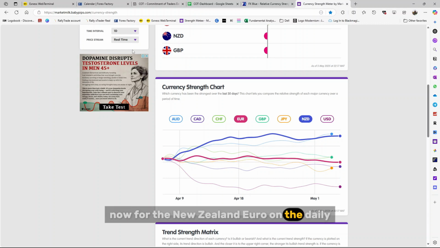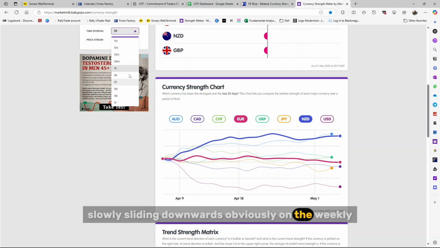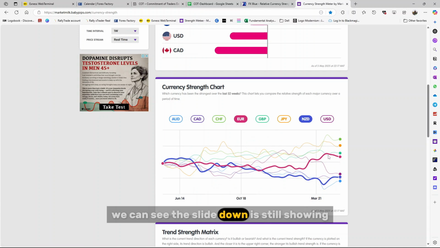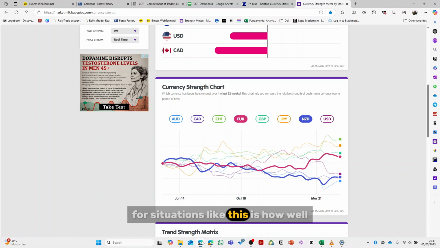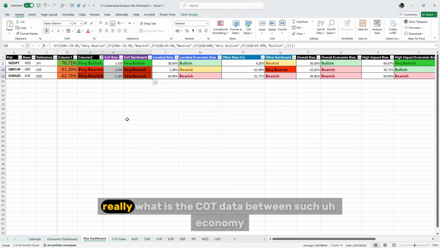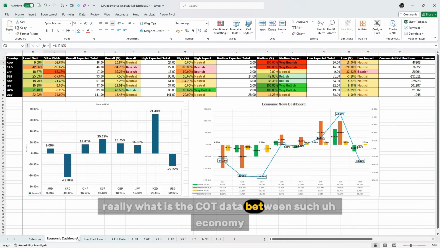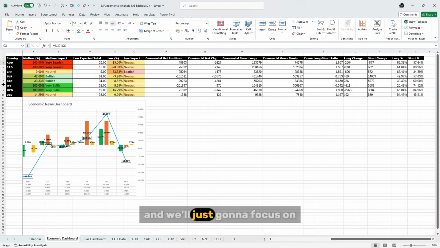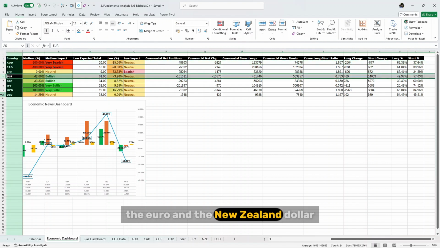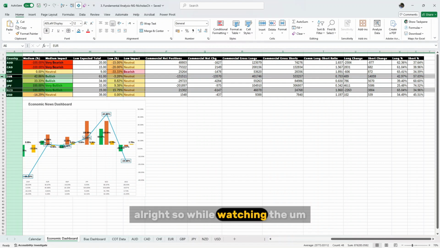Now for the New Zealand euro, on the daily, we have the New Zealand way above, the euro slowly sliding downwards. Obviously on the weekly, we can see the slide down is still showing, while the New Zealand seems to still be gaining very good overall. Another thing I like to look at for situations like this is the COT data between such economies, such markets. So I'll slide down here and we're just going to focus on these two pairs right now, the euro and the New Zealand dollar. Alright, so over here is the COT data.